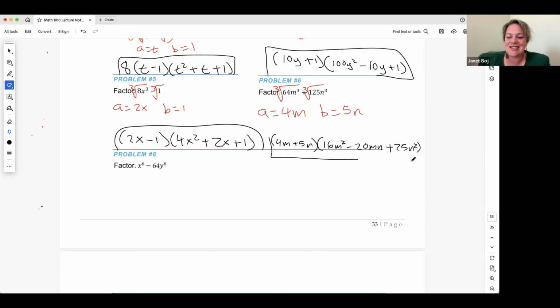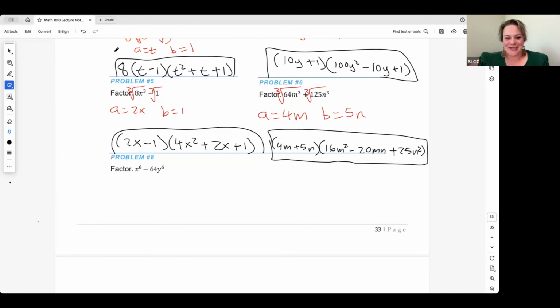Hopefully you're getting the hang of this and you're feeling more comfortable with the pattern of the sum and difference of cubes. Let's do the last one. Okay, is there anything I can factor out? Nope. Then I count the number of terms. Since there are 2 terms, I know it's a special pattern. In this set, we're studying about the difference and sum of cubes. But look at this problem. It is also the difference of squares.